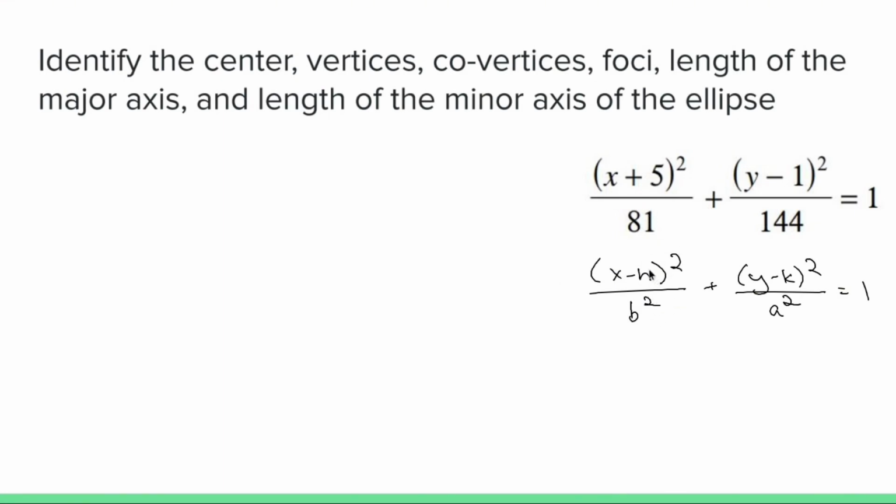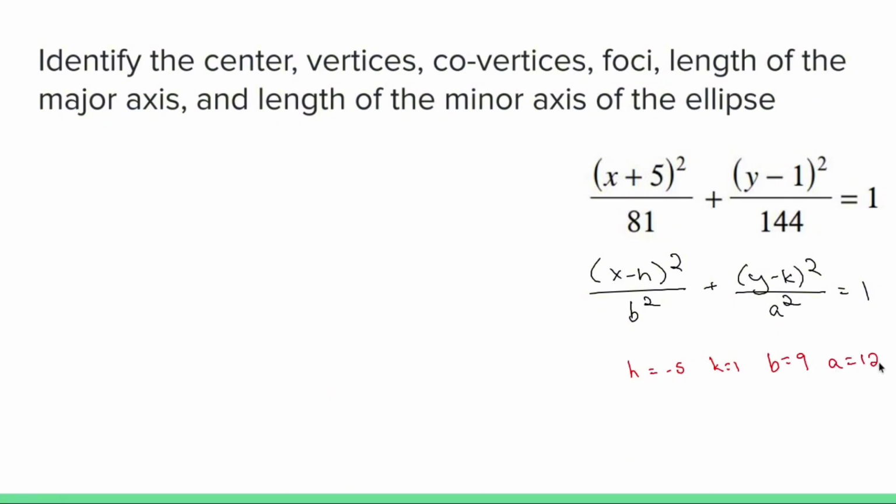Some basic math. Negative h is 5, so positive h is negative 5. That's going to be important. Negative k is negative 1, so positive k is positive 1. B squared is 81, which means square root everything. B is 9. And a squared is 144, so square root everything.